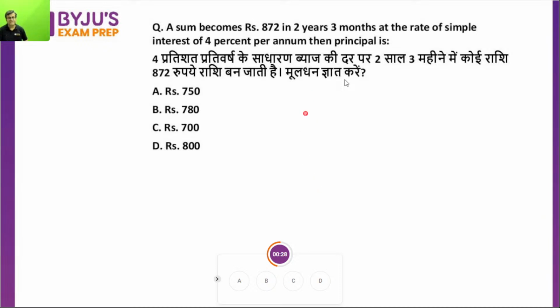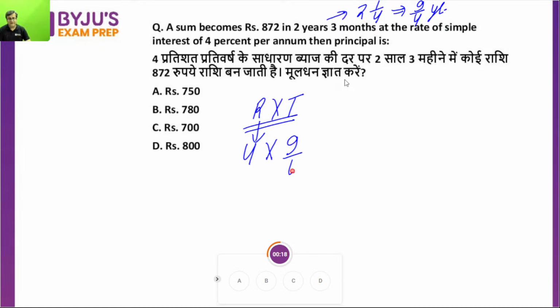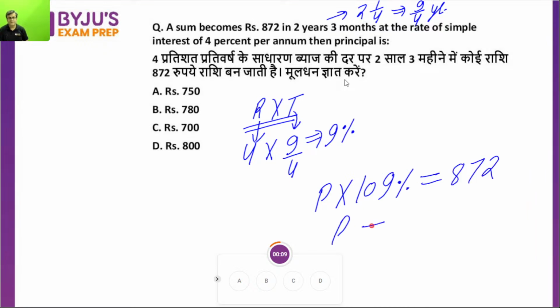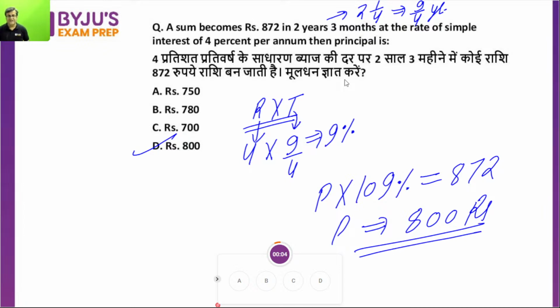D option is right, but nobody has given me the answer. Let's see. The rate into time will give you the interest. Rate is 4%. The time is 2 years, 3 months. 3 months means 1/4 of the year. So time is 9 by 4 of the year. Rate is 4, so total interest will be 9%. Whatever the principal is, 109% is 872. This principal will be equal to 800. So the option is right in this case. I think this is clear to everyone.